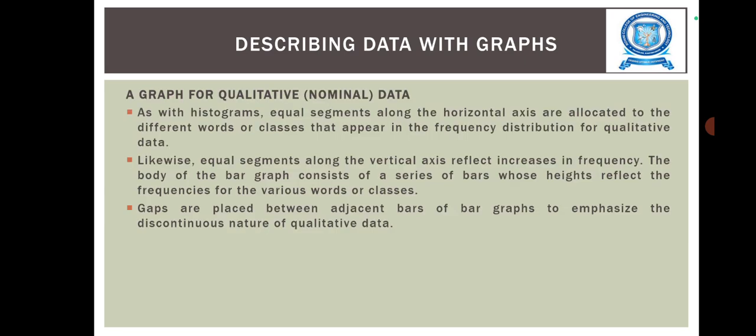The next one is graphs for qualitative data. A person's answer to the question, do you have a Facebook profile, is either yes or no, not some impossible intermediate values such as 40% yes and 60% no. Likewise, equal segments along the vertical axis reflect increases in frequency. The body of the bar graph consists of a series of bars whose heights reflect the frequencies for the various words or classes. Gaps are placed between adjacent bars of a bar graph to emphasize the discontinuous nature of qualitative data.